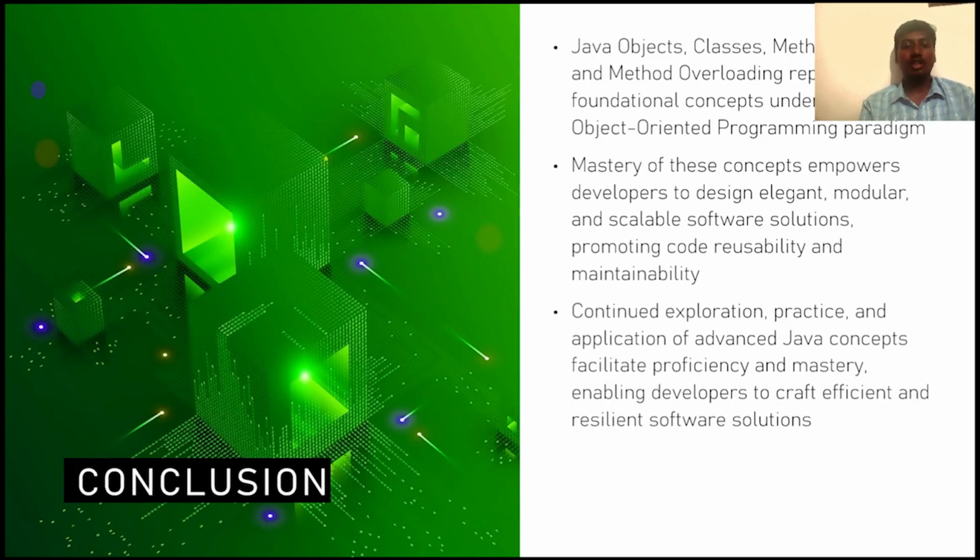So we are at the end of our slides. Conclusion: Java objects, classes, method overriding, and method overloading represent foundational concepts underpinning Java's object-oriented programming paradigm. Mastery of these concepts empowers developers to design elegant, modular, and scalable software solutions, promoting code reusability and maintainability. Continued exploration, practice, and application of advanced Java concepts facilitate proficiency and mastery, enabling developers to craft efficient and resilient software solutions. So this is the end of our video.